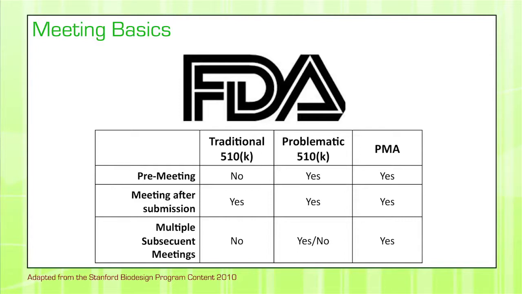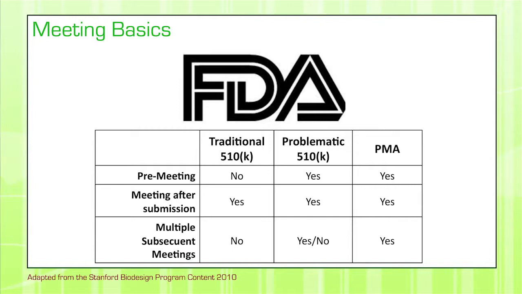In problematic 510(k) applications, in which it is difficult to actually know if your device is substantially equivalent to another device, definitely a pre-meeting could be advantageous for you and the FDA. A meeting after submission is always important, and multiple subsequent meetings can also depend on if those problems have been resolved. And for PMAs, pre-meeting, meeting submission, and subsequent meetings are a must.